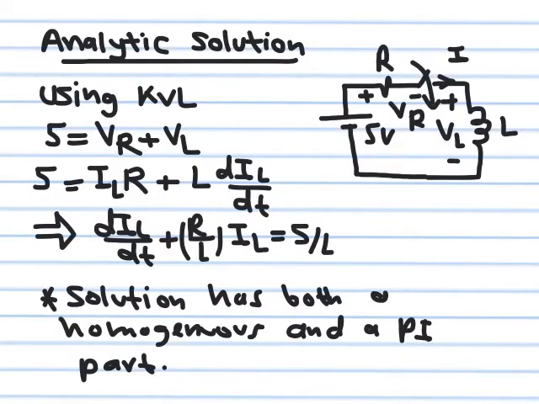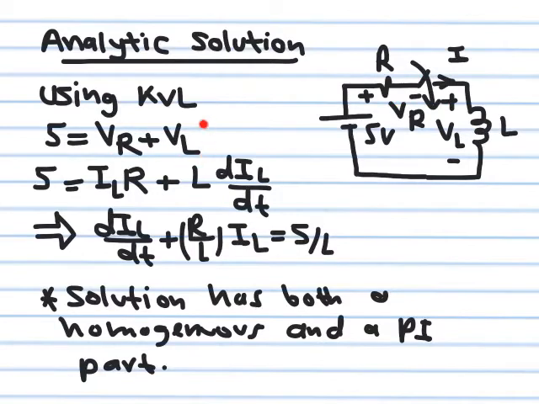In the previous slide, we gave a qualitative description of what's going to happen. Let's now have an analytic solution of this. You close the switch at time 0, you have this loop, current will start to flow. What is the governing equation? It's KVL. 5 is equal to VR plus VL. This is the equation that you have.